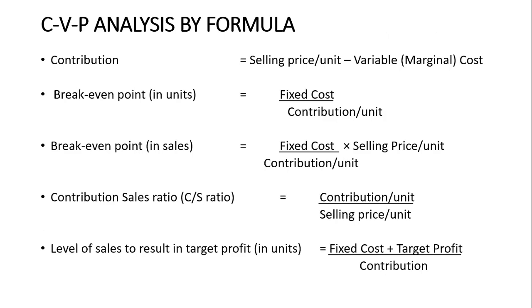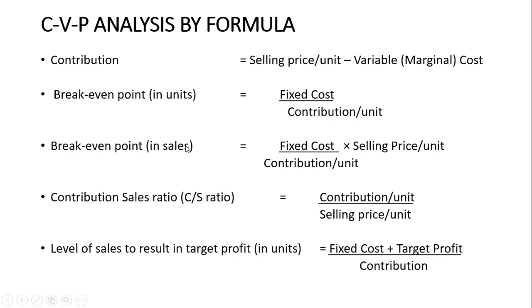In a computational approach, we employ these formulas to perform the analysis. The first formula is the formula to compute what you call contribution, which is the selling price per unit minus the variable cost per unit. Then we have the formula to determine the break-even point in units, how many units we need to produce or sell so that at the end, we will not make profit, we will not make loss. So it means profit is zero, and that is fixed cost over contribution per unit.